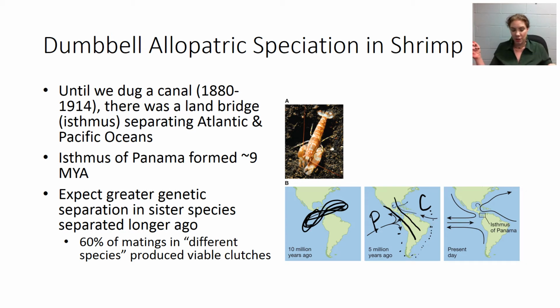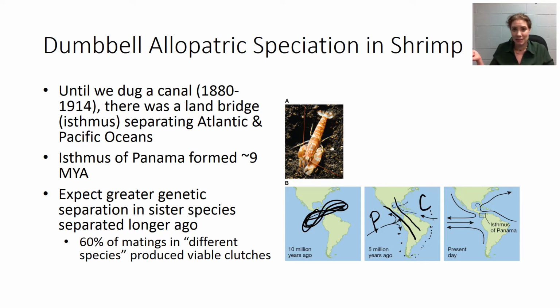So, do we actually see differences? Have they become different? Well, they took a bunch of shrimp from the Pacific side that were of different species, and they found out that 60% of those shrimp could still mate and produce viable clutches. So I guess there weren't so many separate species.